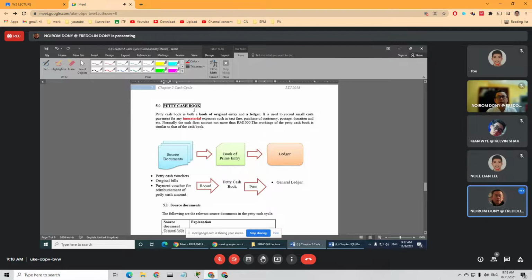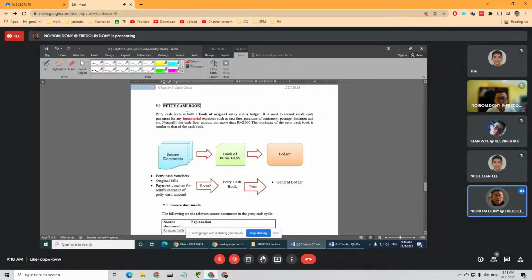also, like the cash book, plays two different roles: as a book of original entry, as a prime entry, and also as a ledger. Meaning once you have prepared the prime entry in the petty cash book, you are not required to open another petty cash account in the ledger. The petty cash book you have prepared is regarded as one of the general ledger accounts. So the petty cash book is both a book of original entry and a ledger.